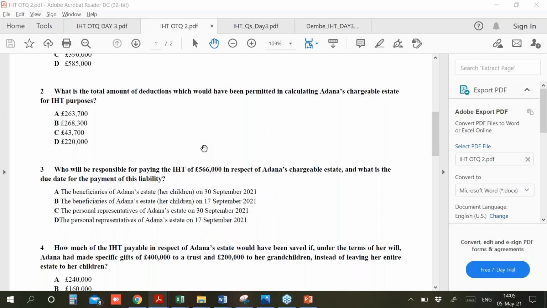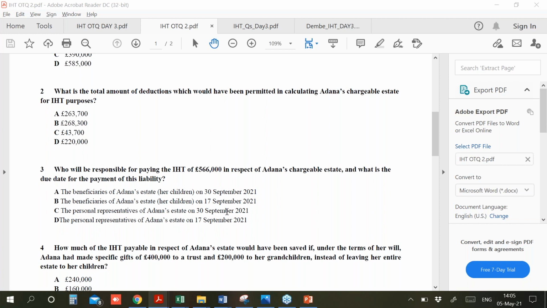The rule is standard that the IHT of the death estate is paid after the end of the month in which the person has died, and then you have to add 6 months to that. So 6 months after the end of the month in which the person has died. So we'll check on what date Adana has died. Then after ending that month, we'll add 6 months. Whatever the date is, that will be the date on which the IHT needs to be paid, and it will be paid by the personal representatives. So A and B cannot be the answer because beneficiaries don't pay. C and D can be the correct answer, but we have to check on which date Adana has died in the question.